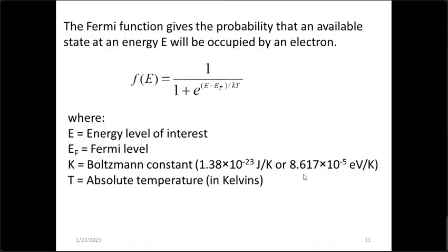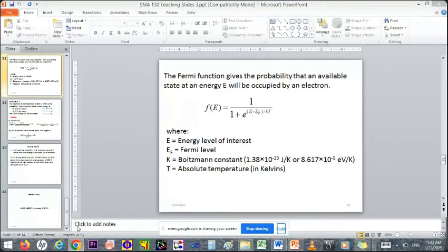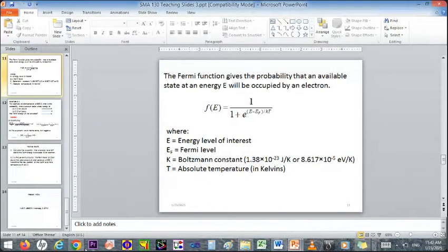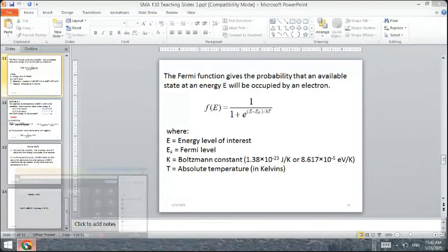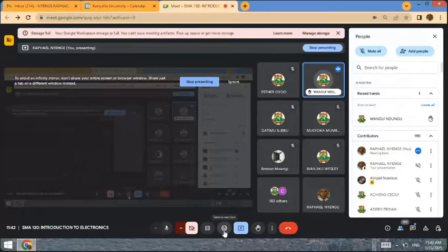So the third thing we want to look at is the Fermi-Dirac distribution function. And here you are going to see something you have never seen in your secondary school education. This equation is the one we call the Fermi-Dirac distribution function. But before we look at this function, we need to look at how we indicate the Fermi level in energy diagrams.